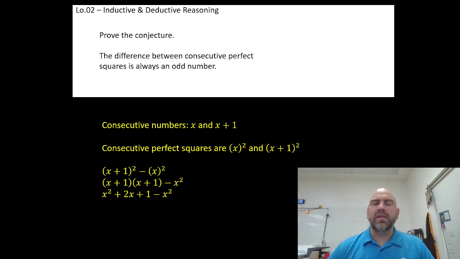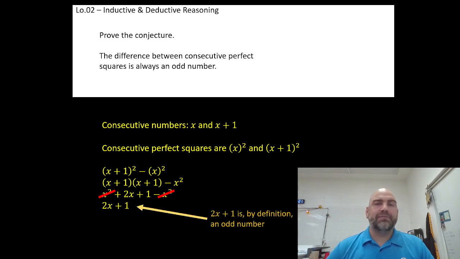Now, at this point, we can't do any other multiplying. So now we're going to combine all of our like terms. We have an x squared and a negative x squared, or x squared minus x squared, which is actually going to cancel out and give us 0. And we're left with 2x plus 1. Now, 2x is an even number. If we add 1, it becomes an odd number. So by definition, this is an odd number. Doing this work here has proved that our answer to this conjecture is in fact always going to be an odd number.